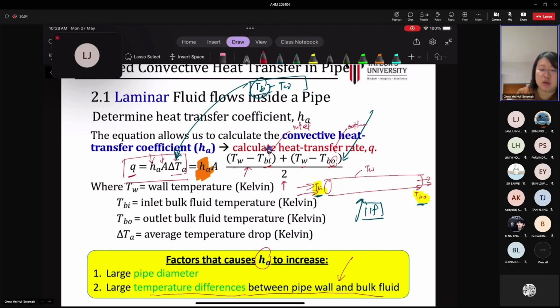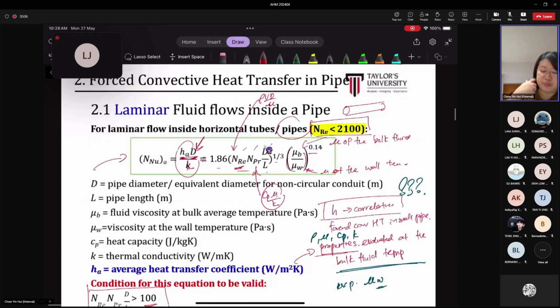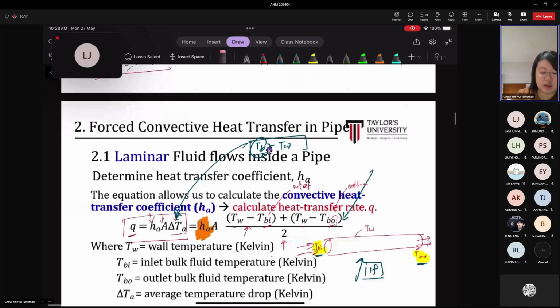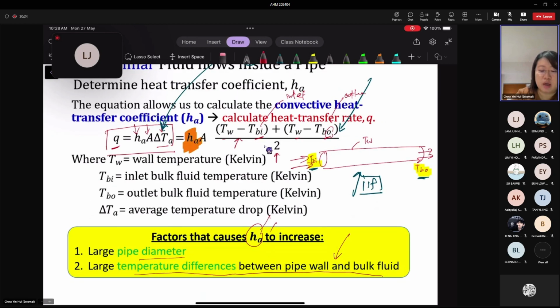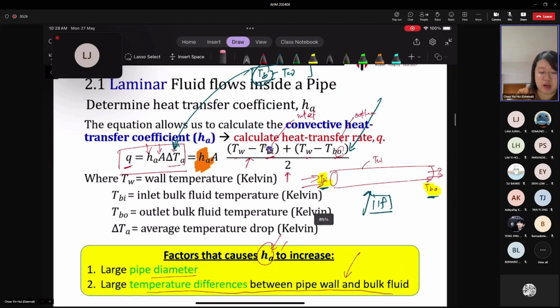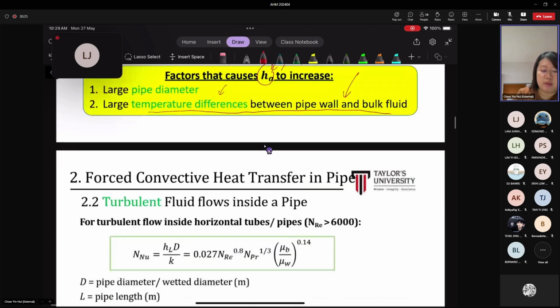Because you can see, when we calculate this, we take it into consideration as well. So if the variation is very large, then this h value will be affected. The same goes for the pipe diameter. It will also affect the h value, where it could possibly increase the h value if we have a very large pipe diameter or a very large temperature difference. Now, this is for laminar flow in pipe.